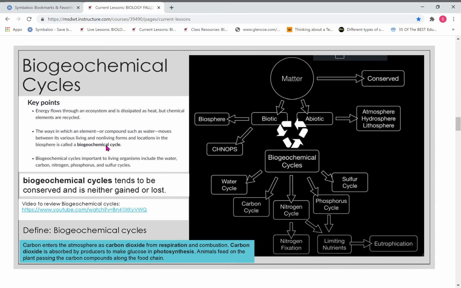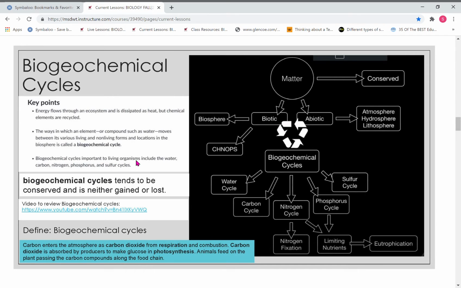This is the definition. I also have a pretty good definition here too that's simpler. Biogeochemical cycles tend to be conserved, and matter is never gained or lost, which means you don't lose anything. If you look here, it's talking about the elements that are used in these cycles from living to non-living things returning to the biosphere.